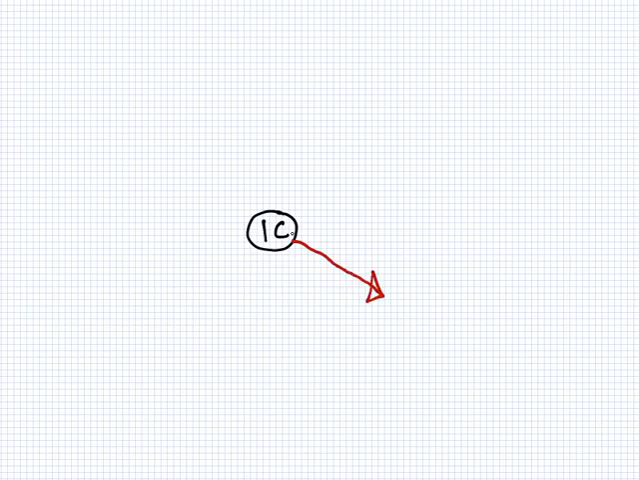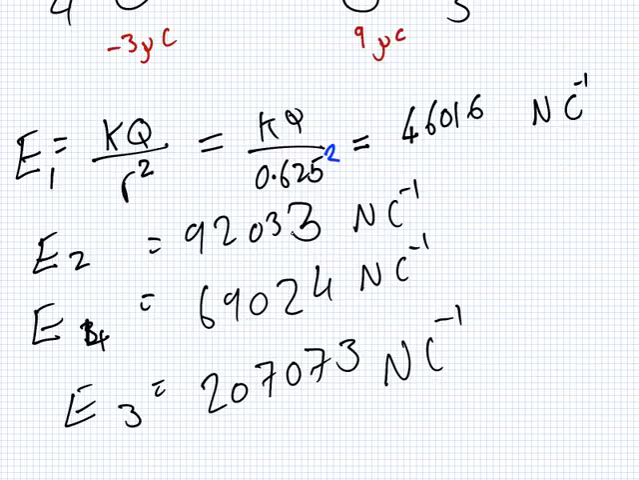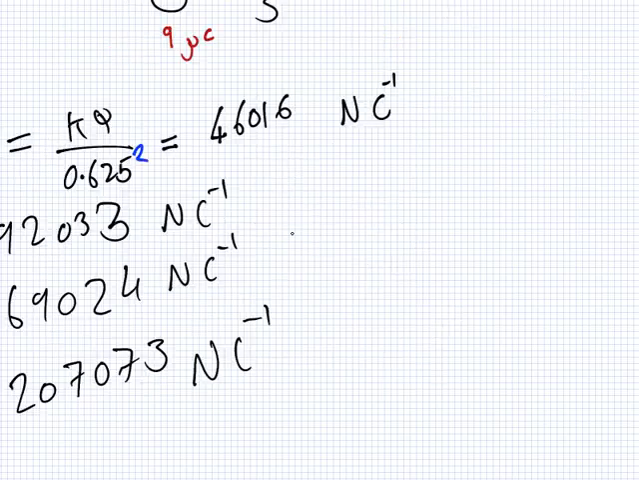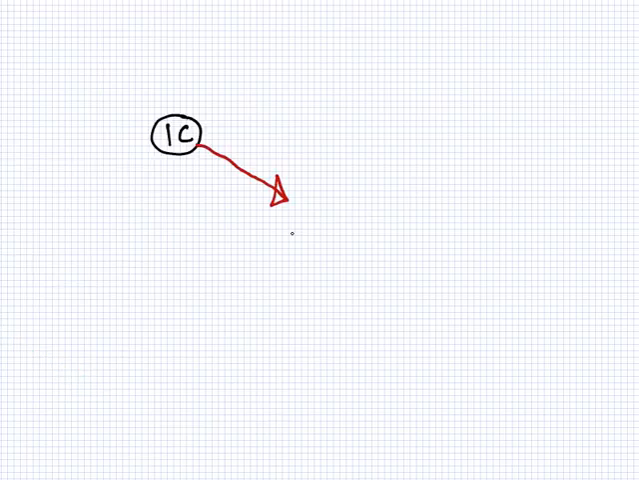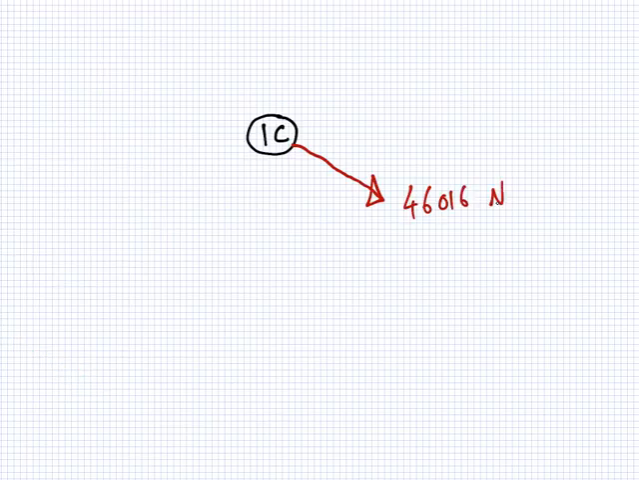Well, I gave you the strength. The strength was, where's it gone? It was 46,016 newtons per coulomb. So if you had 1 coulomb, how much force would you have? Well, it'd be 46,016 newtons, wouldn't it? Yeah.